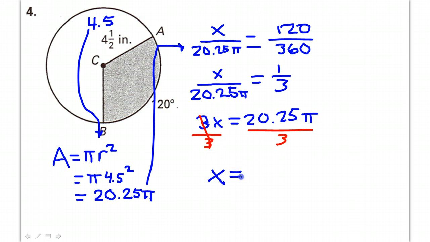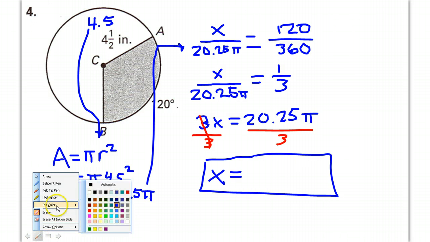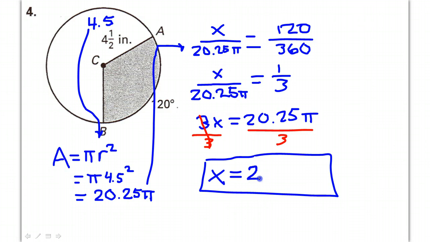Okay, so what's the final answer? 6.75? Yeah, 6.7. You have to divide it by 3, and then you get... Let's see, 20. Let's put it in the calculator. 20.25 pi. You forgot to put the pi? Okay. It still equals 25. Right. Oh. 21.6? 21.2. 21.2? Yes, sir.